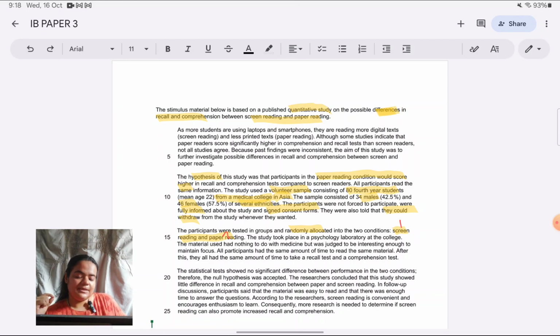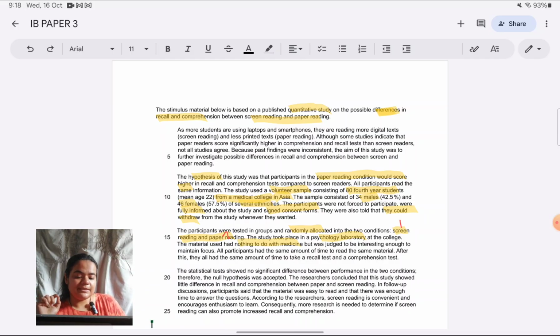The study took place in a psychology laboratory at the college. So this makes it even more clear that it's a true experiment because they have directly stated that it's taking place in a laboratory. The material used had nothing to do with medicine but was judged to be interesting enough to maintain focus. Again, a point helpful for bias and credibility.